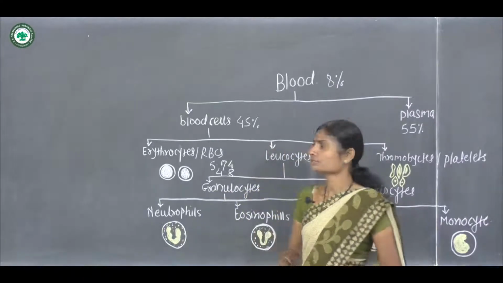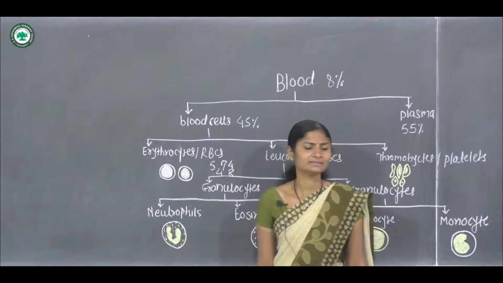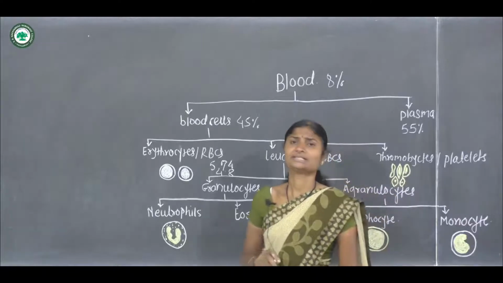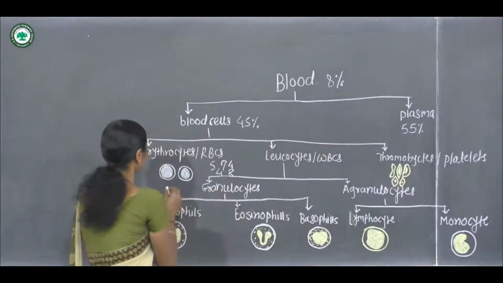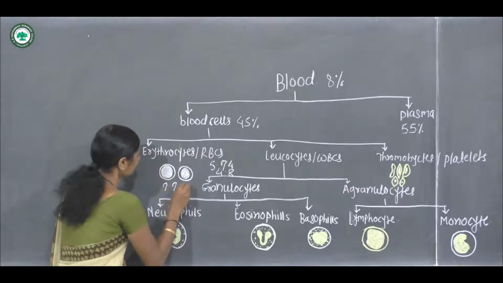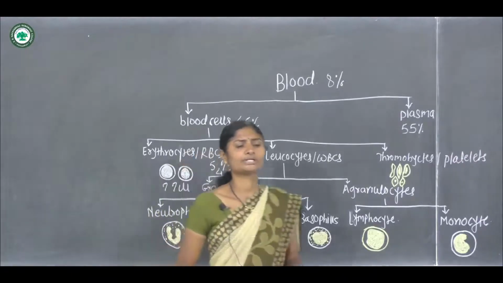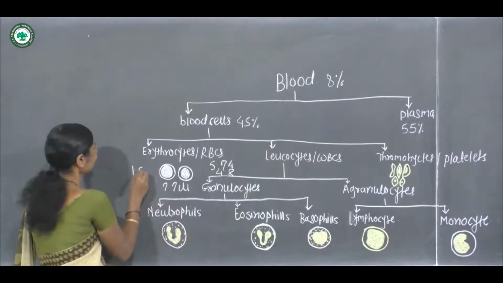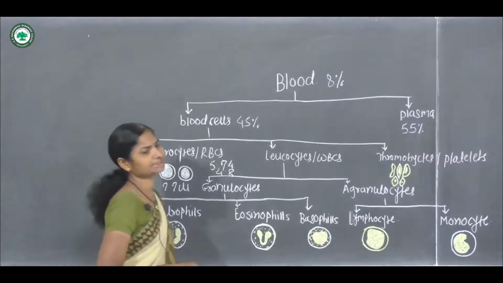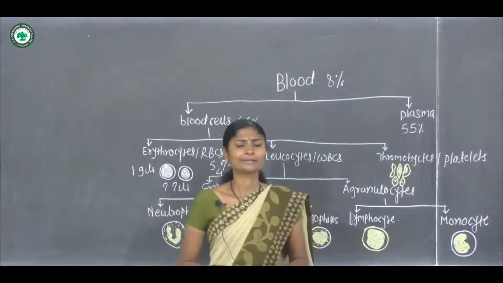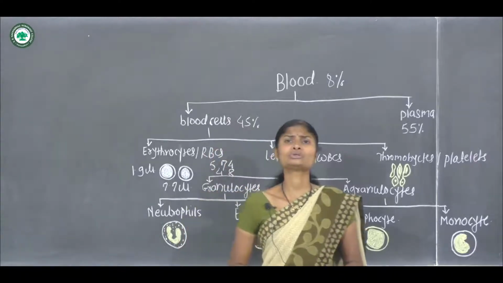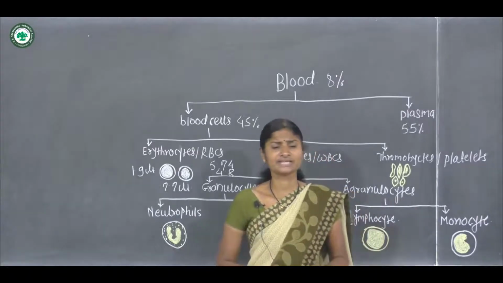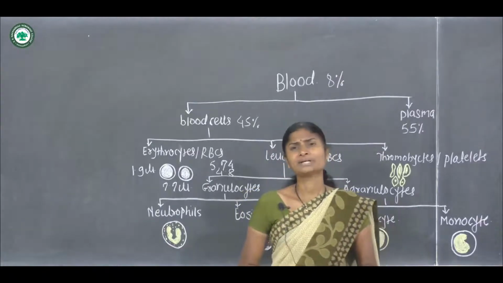Erythrocytes are circular in outline and biconcave in shape. The diameter of an erythrocyte is 7.7 micron, and the thickness is about 1.9 micron. In mammals, erythrocytes are without nucleus and can easily change their shape.